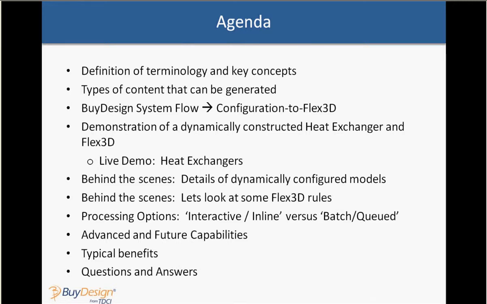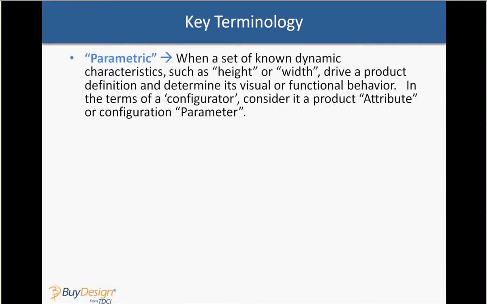Key terminology: we use the term parametric. Parametrics are about the ability to pass dynamic characteristics or attributes, things like height, width, depth, dimensions, etc., and use those attributes to drive the functional behavior of something. In terms of the ByDesign configurator, what typically is passed are attributes or configurator parameters, those being the parametric parameters that drive content.